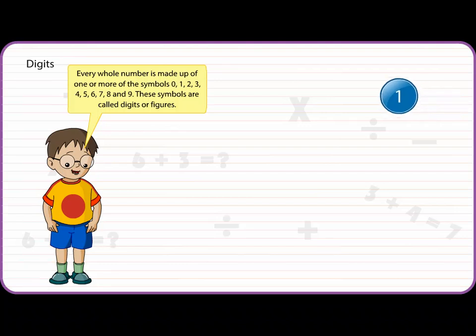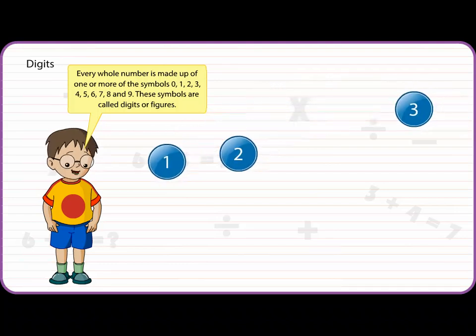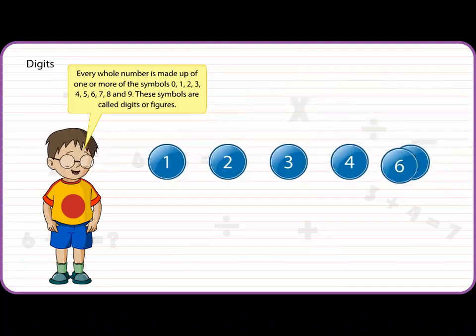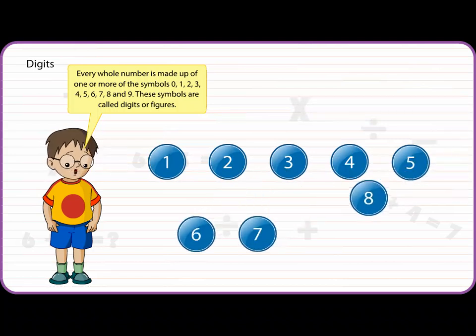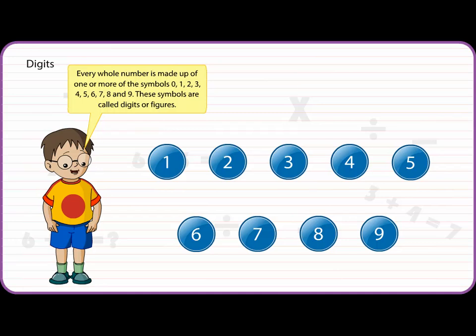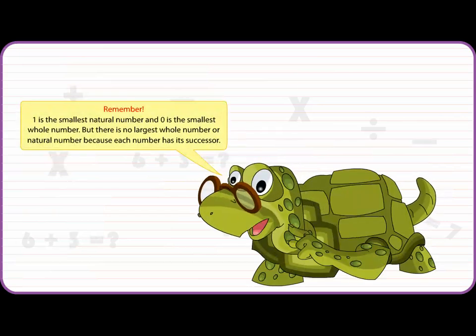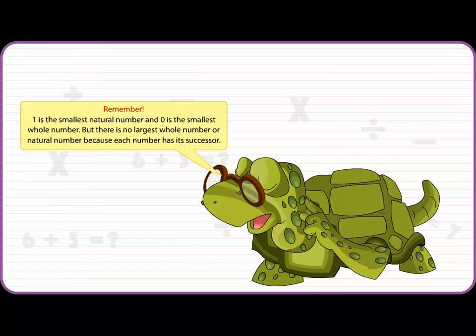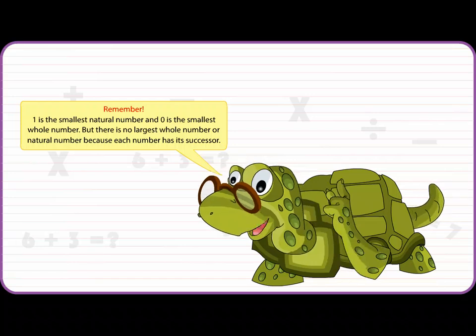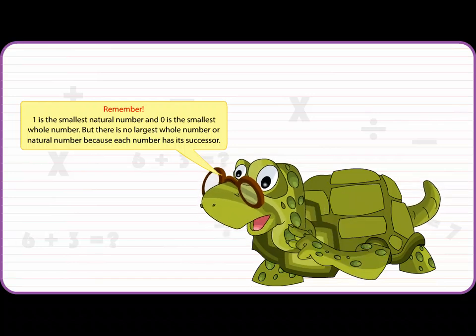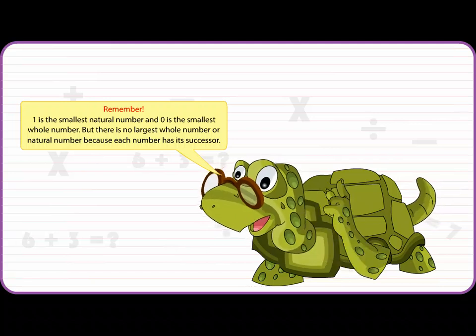Digits. Every whole number is made up of one or more of the symbols 0, 1, 2, 3, 4, 5, 6, 7, 8 and 9. These symbols are called digits or figures. Remember, 1 is the smallest natural number and 0 is the smallest whole number. But there is no largest whole number or natural number because each number has its successor.